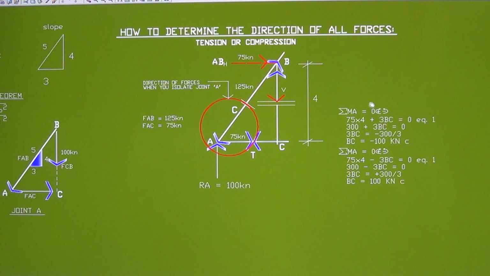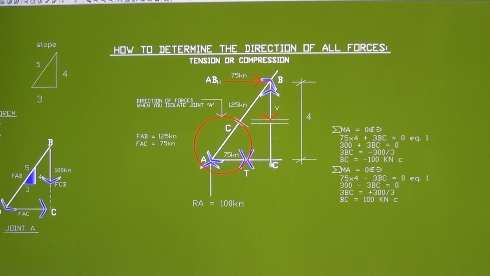Here I assign clockwise as positive and counterclockwise as negative. Since we assume this is tension going downward, when you take moment at A, the force BC will also rotate in clockwise rotation, and ABH also in clockwise rotation. This is how you find the direction of the force.